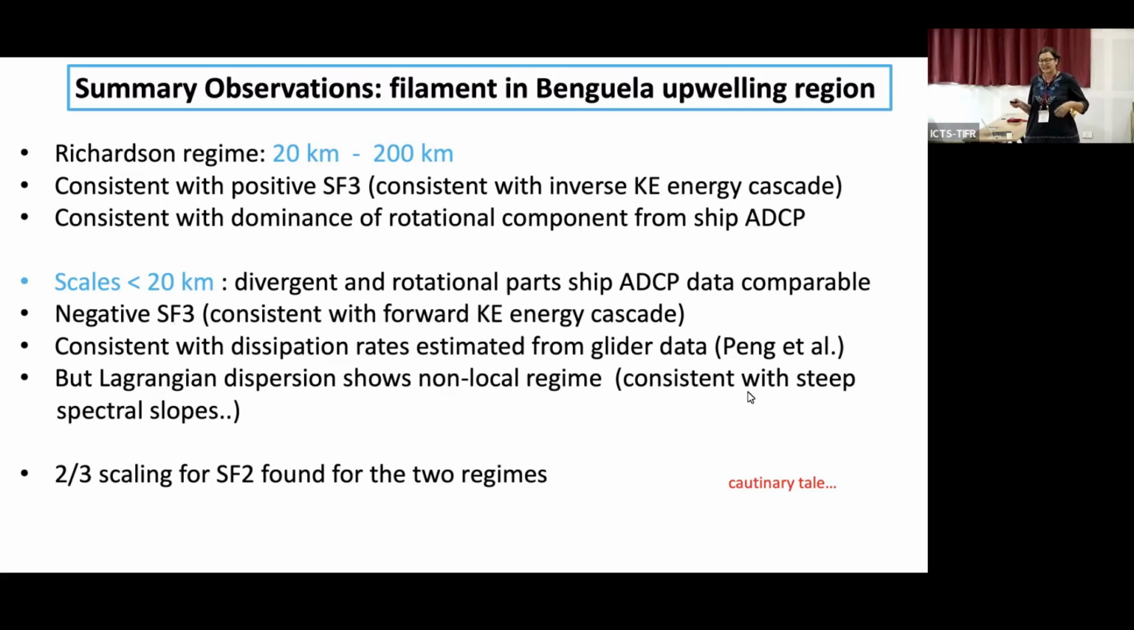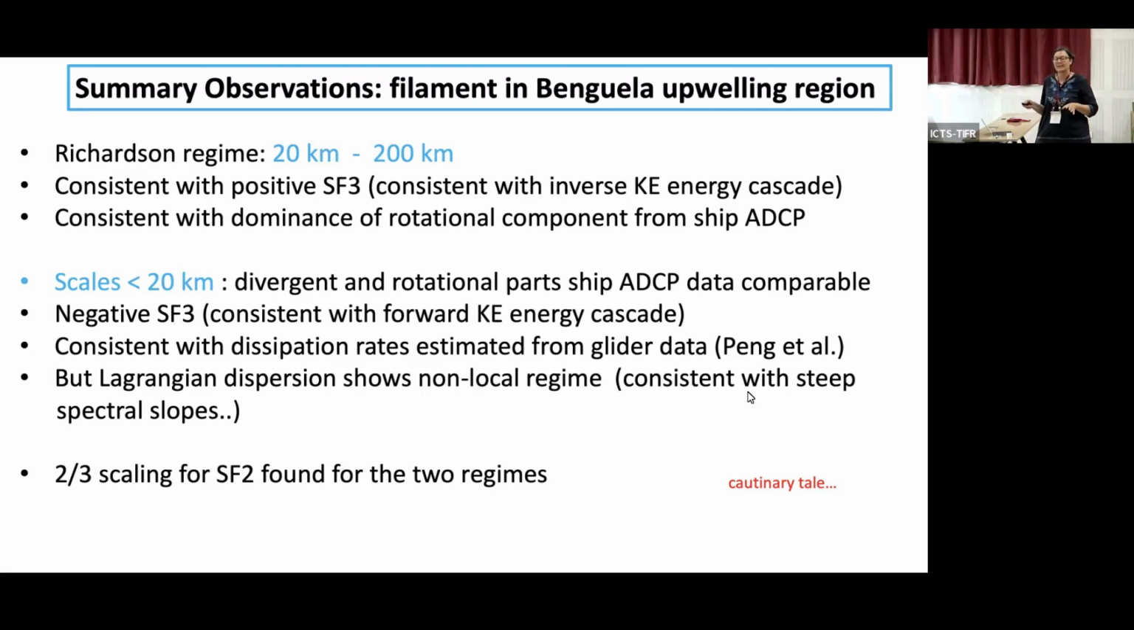So we have the Richardson regime. It is from 20 to about 200 kilometers. It is actually consistent with a positive third order structure function, which would then be consistent with an inverse kinetic energy cascade. And this also is actually consistent with the dominance of the rotational component from the ship ADCP data.